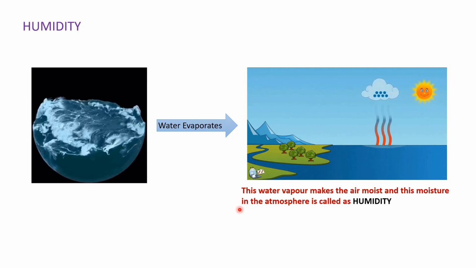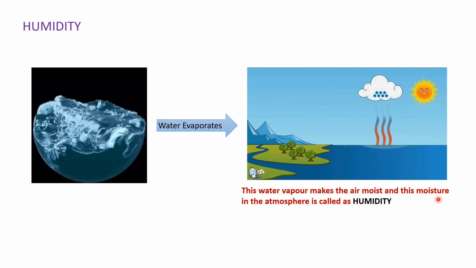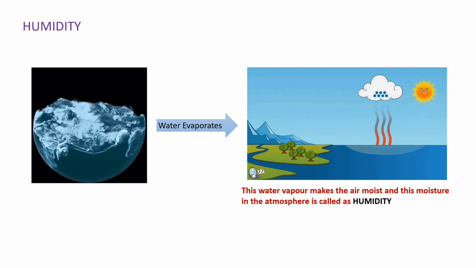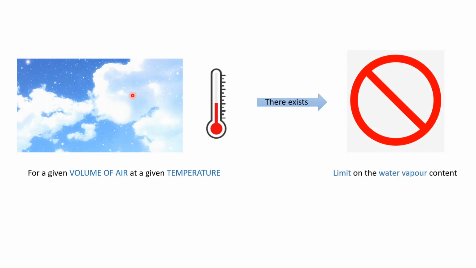It says that this water vapor that has evaporated makes the air moist, and this moisture in the atmosphere is called humidity. But for a given volume of air, as you can see in this beautiful picture of our atmosphere, at a certain temperature, there is a limit. There exists a limit on the water vapor content that can exist in that particular area of the atmosphere.